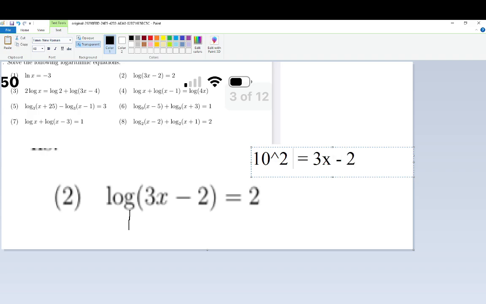10 squared is 100. I add 2 to both sides. And I divide by 3. So x is 102 divided by 3, whatever that is. To prove it, just do the log of 102 divided by 3, and you should get 2.